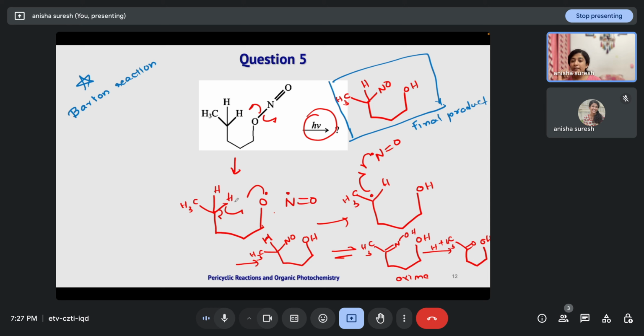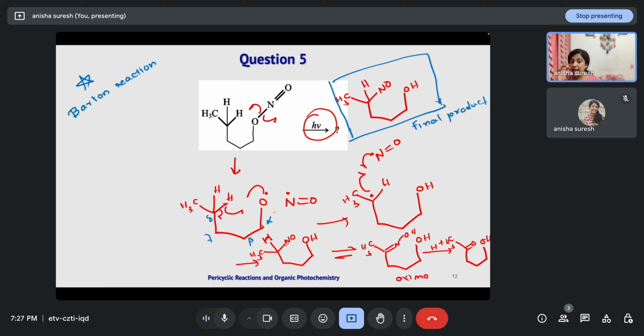Then the oxygen radical will abstract the proton from this alpha, beta, gamma, delta position, leading to formation of a secondary radical here. That secondary radical will recombine with the NO, resulting in the formation of this compound, which will be the final product in this case.